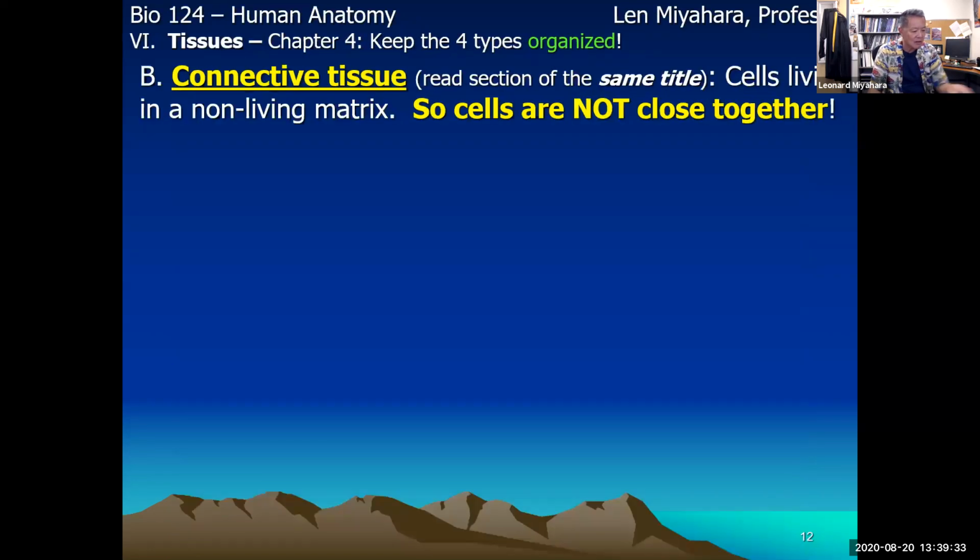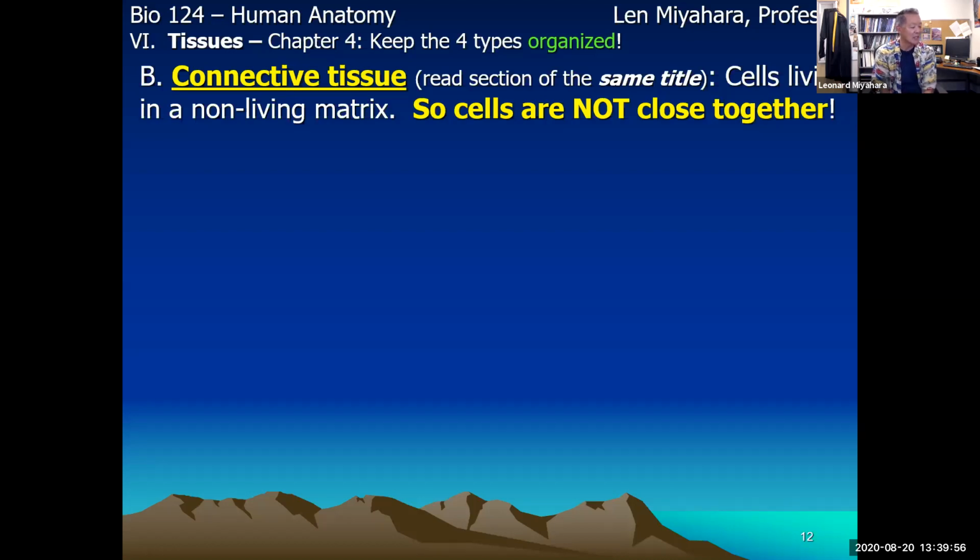Okay, that's tissue type number 1, epithelial tissue. Everybody listen to me. The thing you're looking for in tissue type number 1 is a basement membrane and a free surface because it's a lining tissue. Tissue type number 2 is going to be your most challenging.